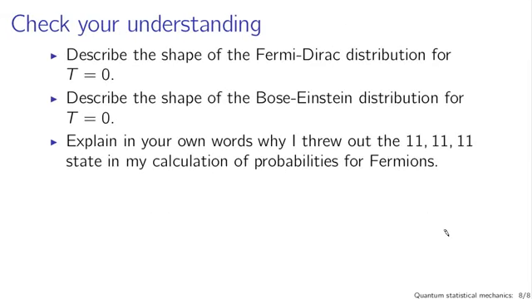So, to check your understanding of the Fermi-Dirac and Bose-Einstein distributions, describe the shape of the distribution for the temperature equals 0 case, for both of these distributions. And then finally, just so that you understand a little bit of the derivation here, explain in your own words why I threw out the 11-11-11 state in my calculation of probabilities for fermions. If you've got those basic facts down, you have a basic understanding of how to use the results of quantum statistical mechanics, you're in good shape.